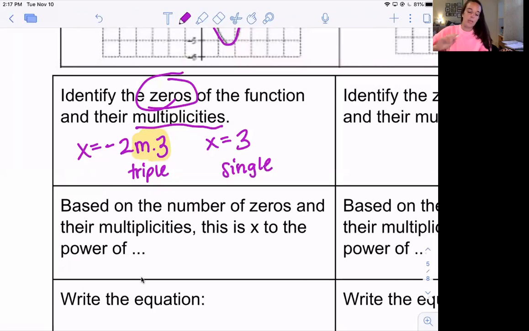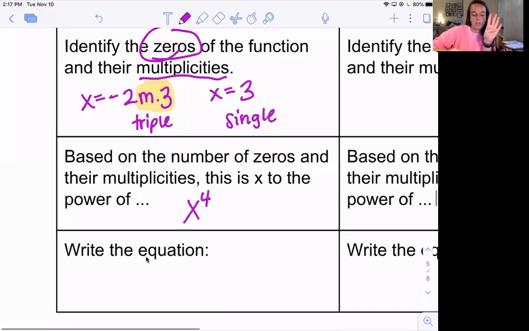Cool. So based on the number of zeros and their multiplicities, this is x to the power of 4, because I have 3, a triple root, and 1, a single root, and altogether that's x to the 4th power. So this is x to the 4th power because there are technically 4 roots. There are 3 at the same place and 1 additional one.